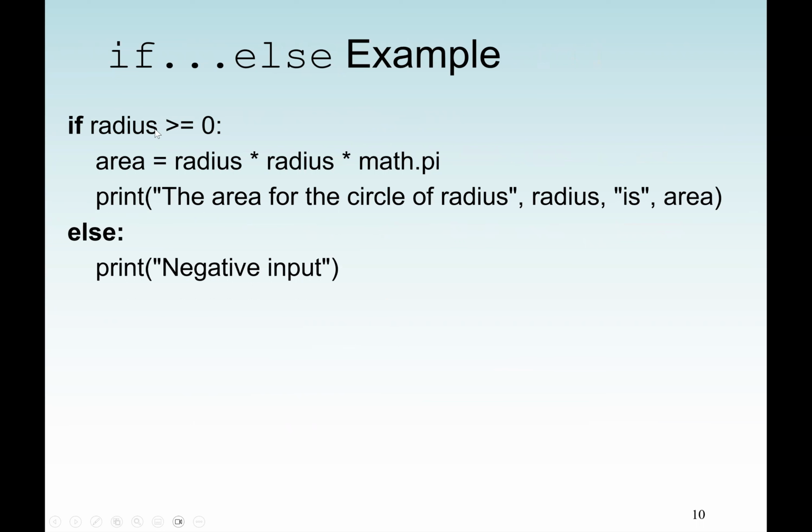So in the example given here, if the radius is greater than or equal to 0, then we can find the area, which is radius times pi. Then we print the result of the area. Else, which means the condition is false, we print a negative input message. If the user enters a value less than 0, that means it's a negative value. So in this example, we have something to do or an expression to print when the condition is false.